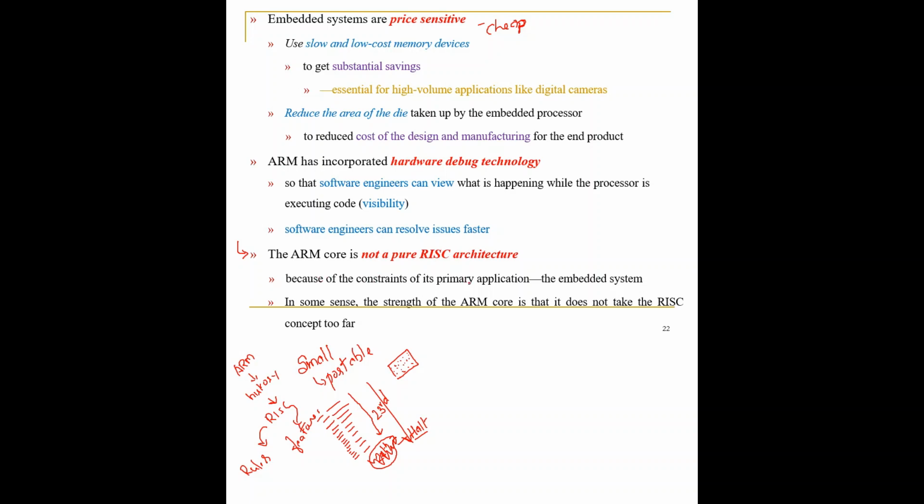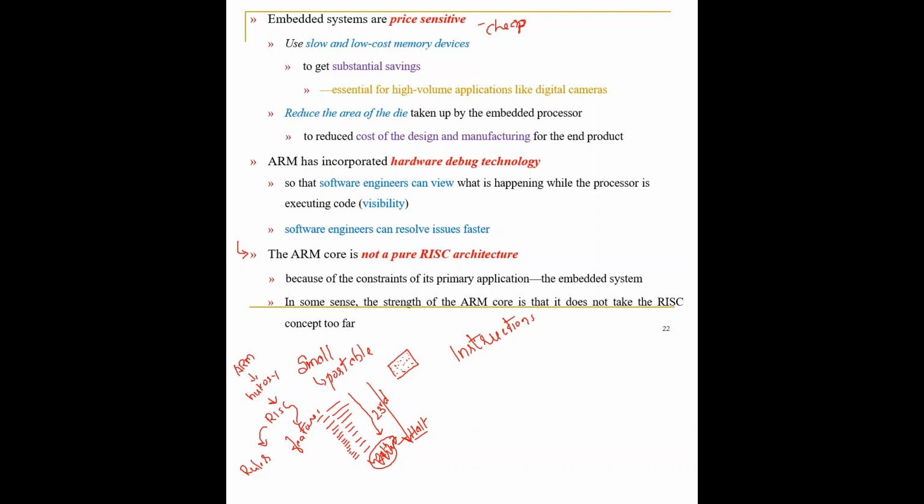This is because of the constraints of its primary application, the embedded system. In some sense, the strength of the ARM core is that it does not take the RISC concept too far. So basically, why do we call it not a pure RISC architecture? Yes, maybe because of the instructions. We'll check out what is that point which makes my ARM processor deviate from the RISC design philosophy, or the purest of the RISC philosophy we have studied till now. So finally they say that the ARM core is not a pure RISC architecture. Somewhere at some point it will deviate from the RISC architecture to the CISC architecture.